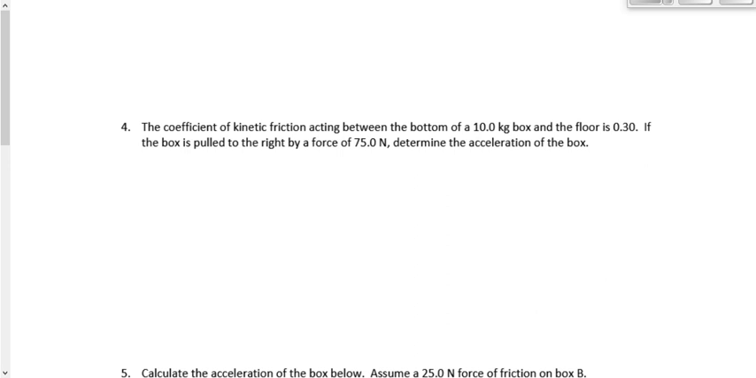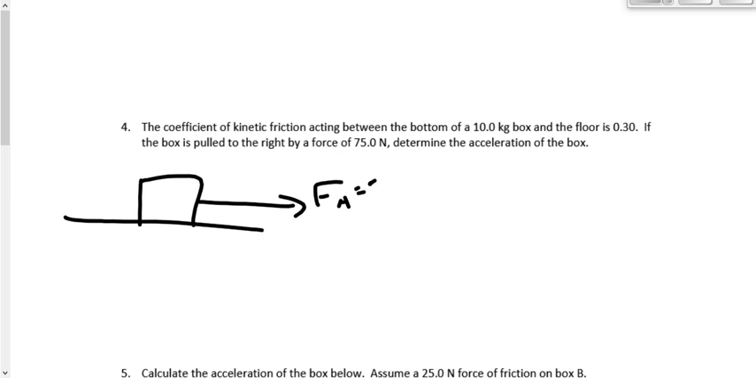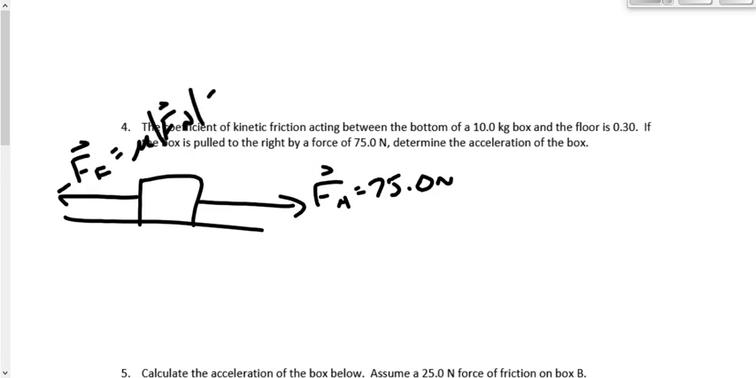4. The coefficient of kinetic friction acting between the bottom of a 10 kilogram box and the floor is 0.30. The box is pulled to the right with a force of 75 newtons. What's the acceleration of the box? So we're pulling it directly to the right here with 75 newtons. That's F_A. And we've got friction that's going to act to the left. We'll call that F_F. Let's get the value of friction here: mu times the normal force. The coefficient is 0.30. The normal force is m times g, 10 times 9.81.